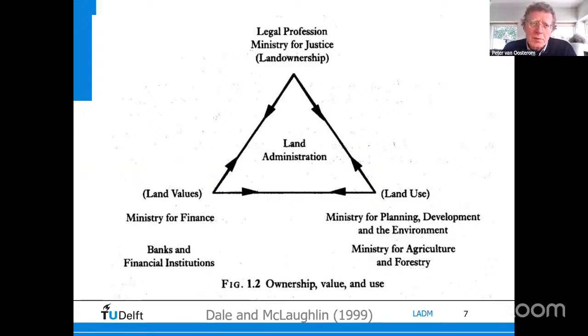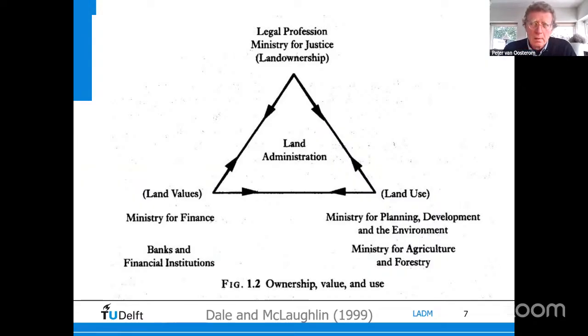Because it's the basis for taxation, but it's also used by banks to give a mortgage or a hypothèque, to be sure that the money they provide will be covered by the property. If somebody does not pay the mortgage back, then they at least have the property. So that all has to do with land values. And then we have land use or land use planning. Both in the urban and in the rural and agricultural domain, this is important.